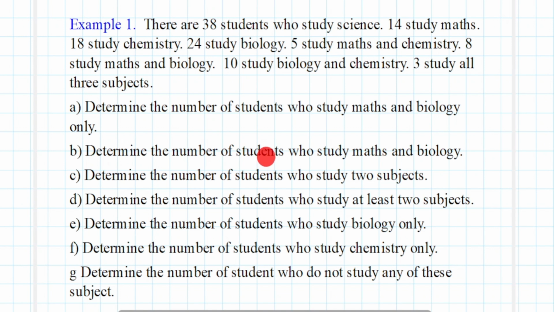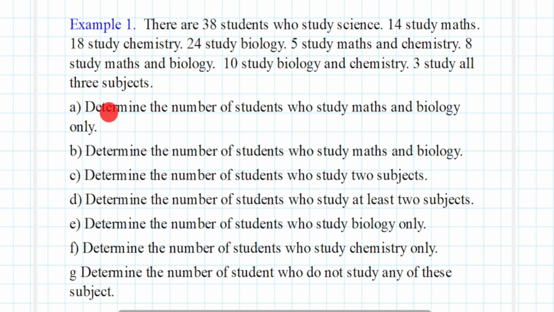Determine the number of students who study maths and biology. Determine the number of students who study two subjects. Determine the number of students who study at least two subjects. Determine the number of students who study biology only. Determine the number of students who study chemistry only. Determine the number of students who do not study any of these subjects.